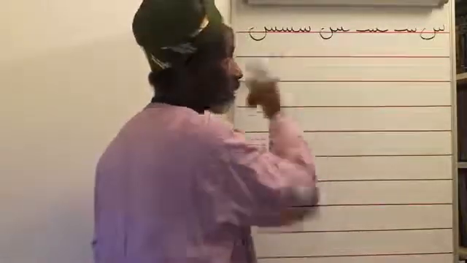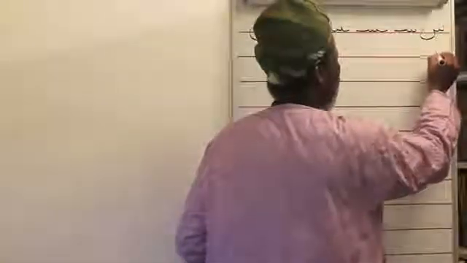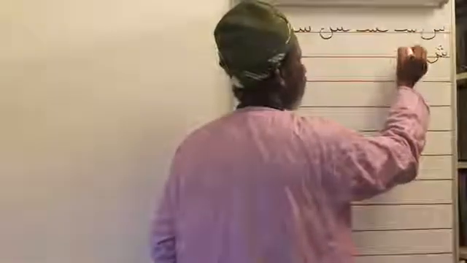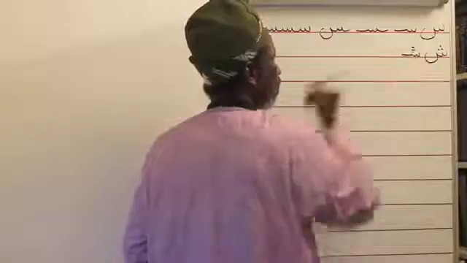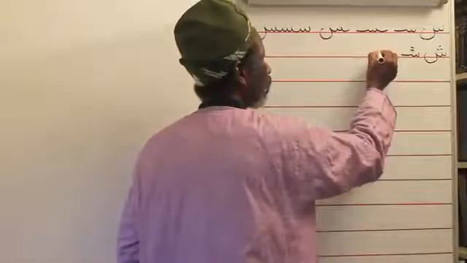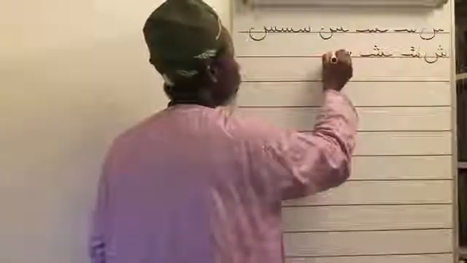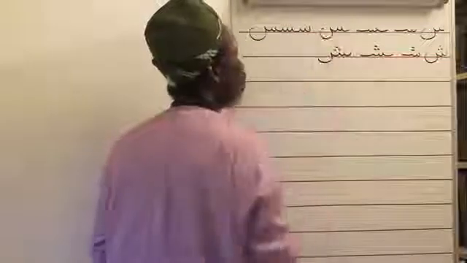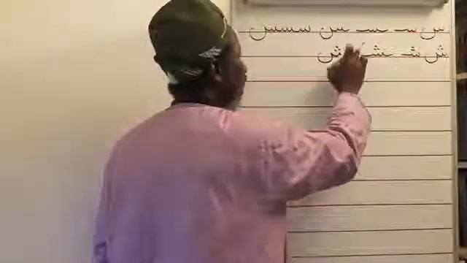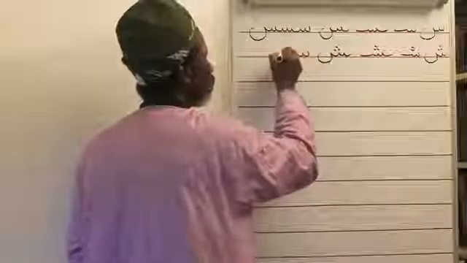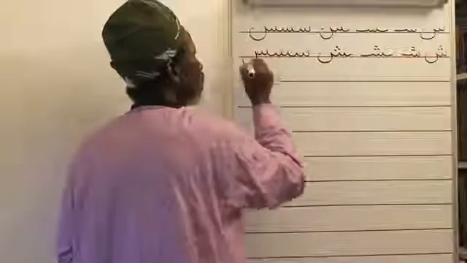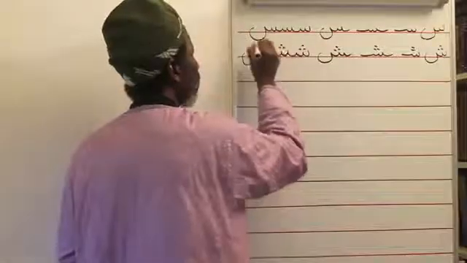Now, Sheen is the same shape as Sin, of course, with 3 dots. Sheen, isolated, put your 3 dots. Sheen, the beginning. Sheen, middle. Sheen, the end. And then you have your sheen joined.